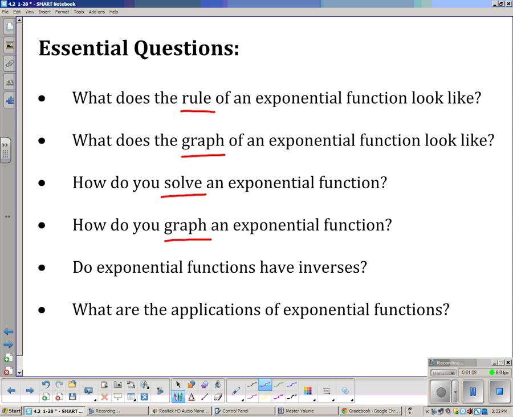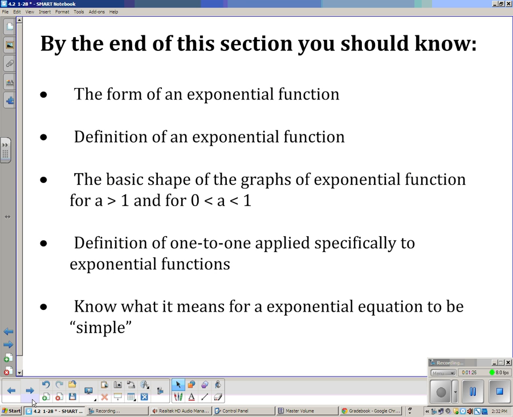given. Fifth thing we're going to do is talk about the inverses and whether or not exponential functions have those and what they would look like. And then finally, we're going to end with some of the applications for exponential functions, which are the word problems that involve them. Okay, so I'm not going to go through the next 2 pages, but you can stop and take a look if you want.